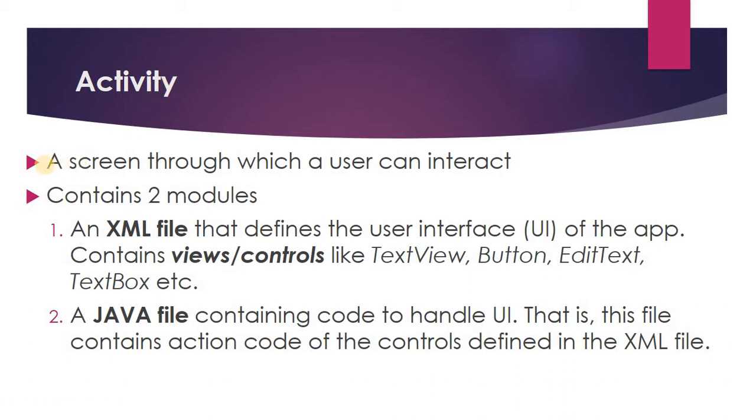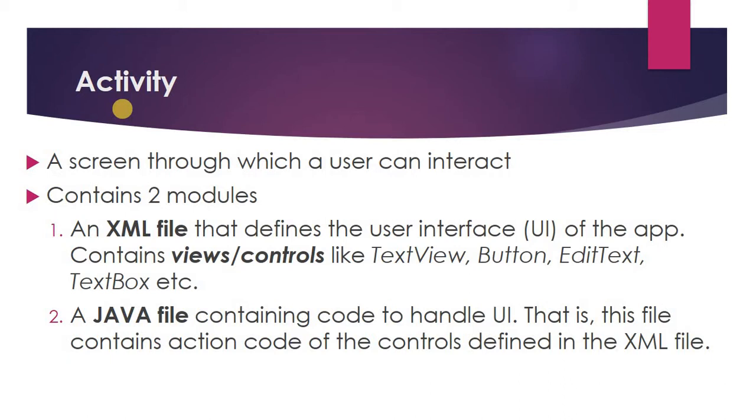The first one is activity. What is an activity? It is a screen through which a user can interact with the application. Screen doesn't mean the mobile screen; it is a screen of an application. Sometimes the mobile screen is of limited width and height, but there is no limit for an activity screen. If it doesn't fit the mobile screen, we can scroll up and scroll down the activity or screen.